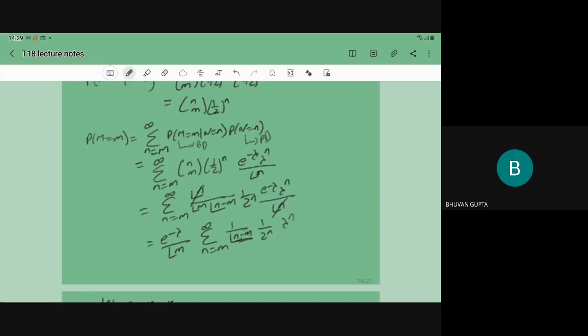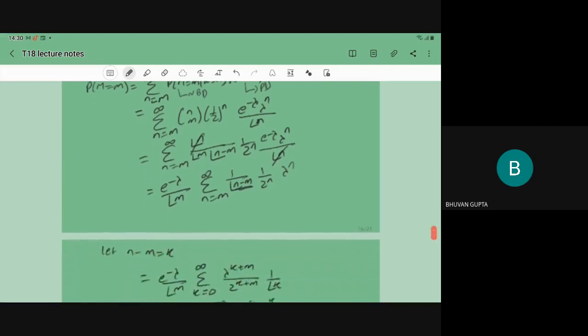So you can cancel out factorial n and factorial n, and e to the power minus lambda upon factorial m you can take out of the summation. So e to the power minus lambda upon factorial m, summation starting from n = m to infinity. Now what is the remaining? Remaining is 1 upon factorial of n minus m, 1 upon 2 to the power n and lambda to the power n. Inside the summation we keep those terms which involve n.